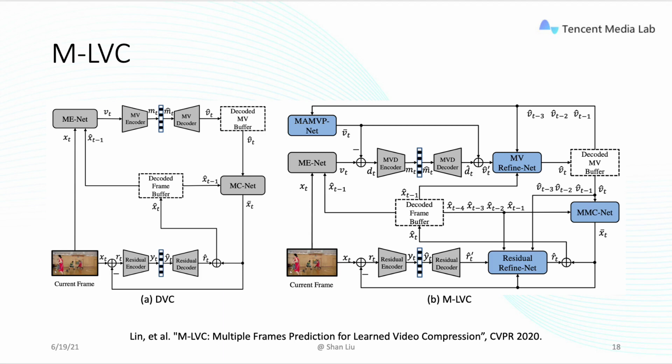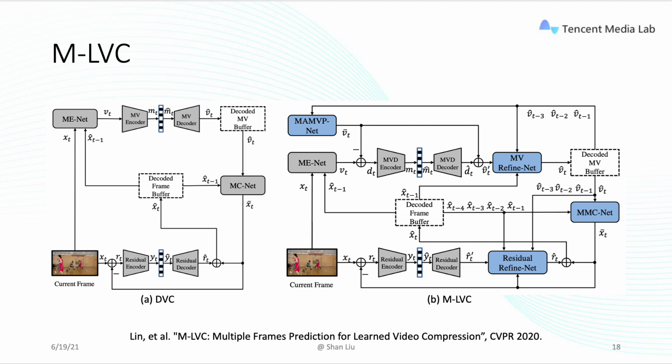While the previous works used one reference frame for inter-frame prediction, a paper presented in CVPR 2020 proposed to utilize multiple reference frames for inter-frame prediction, which is referred to as M-LVC.